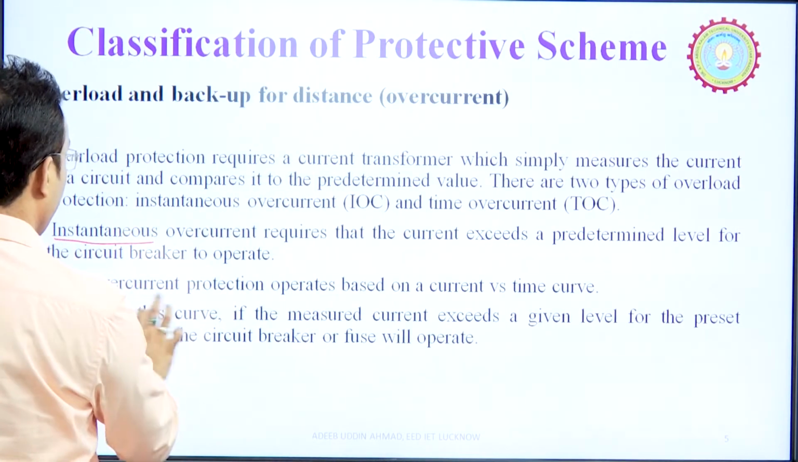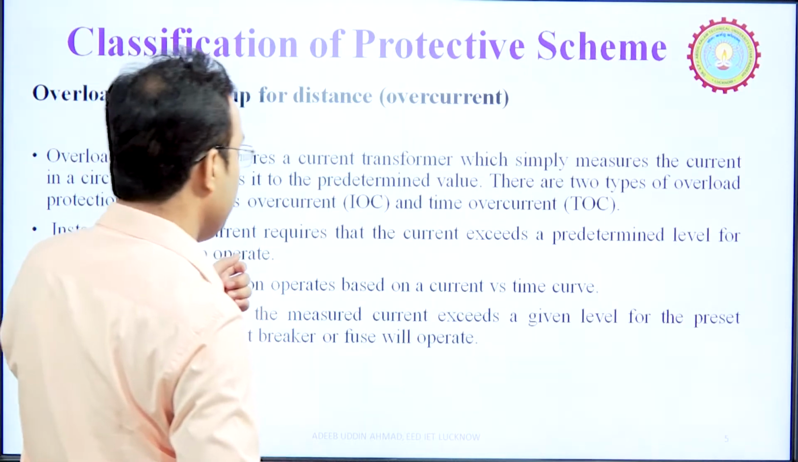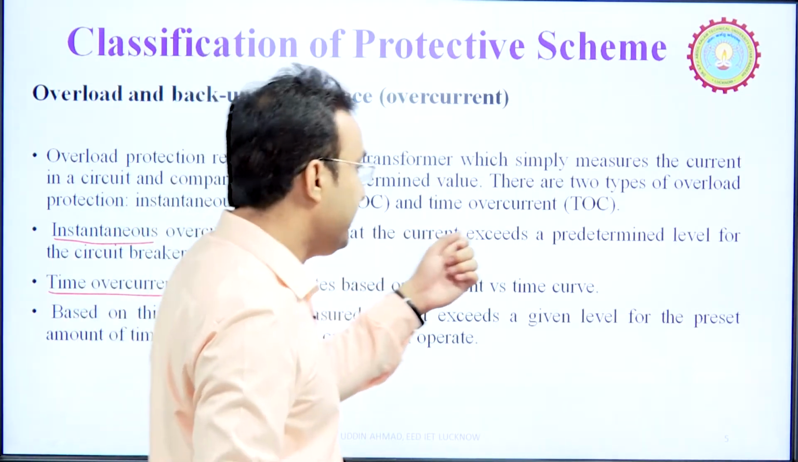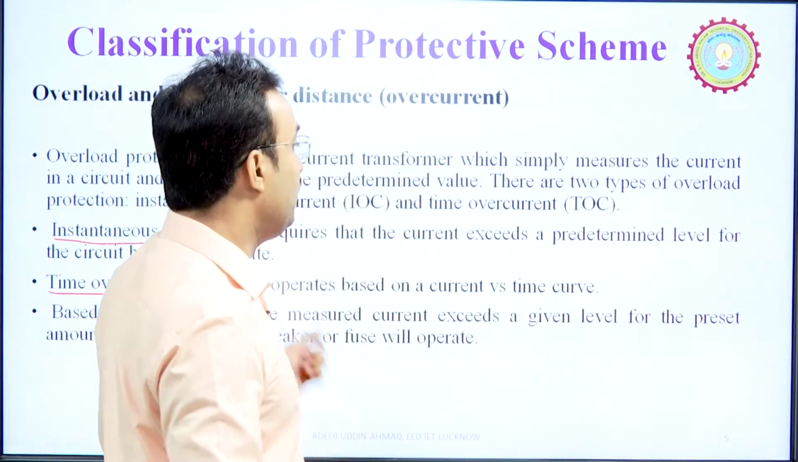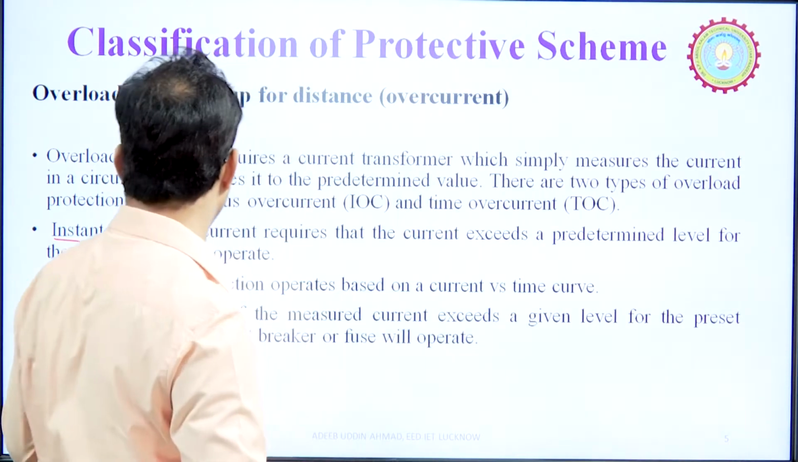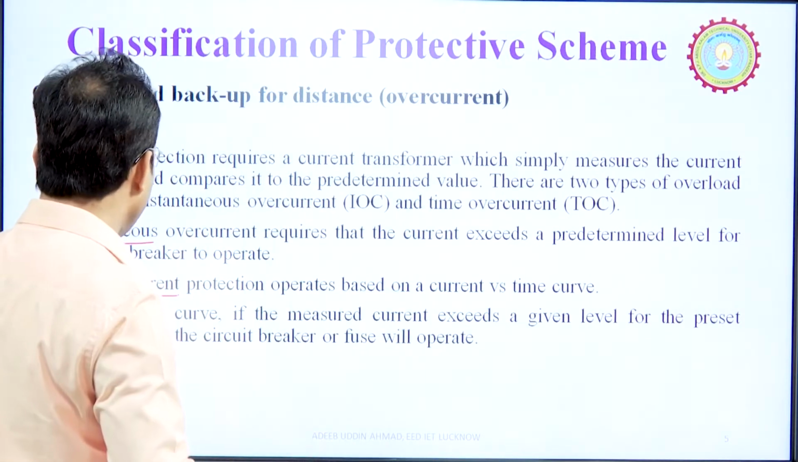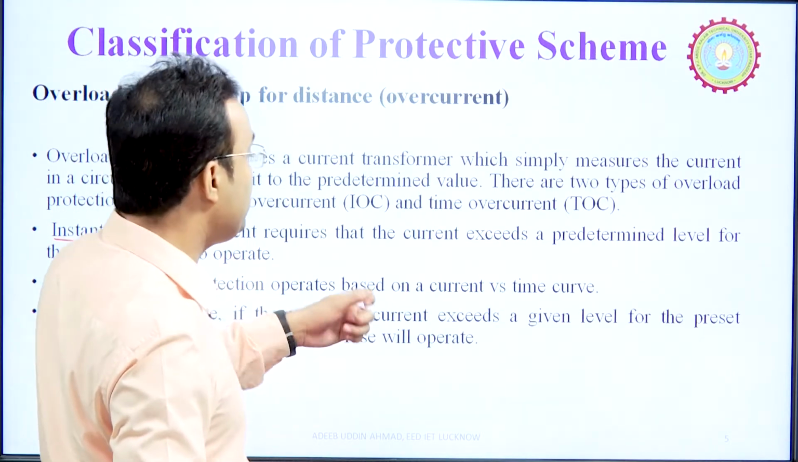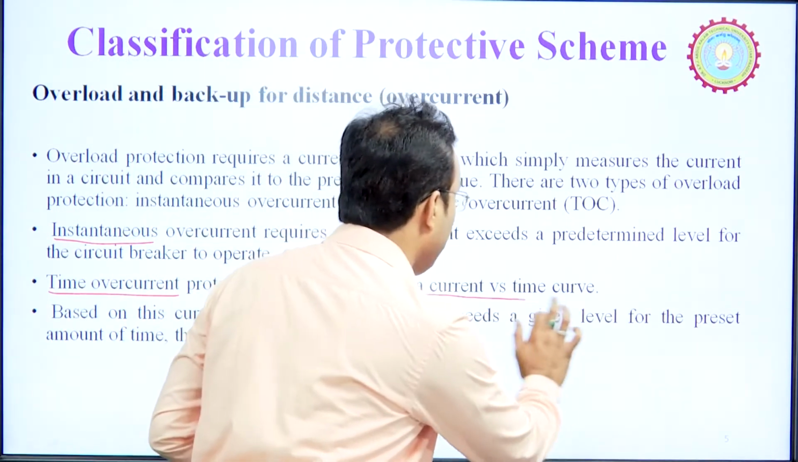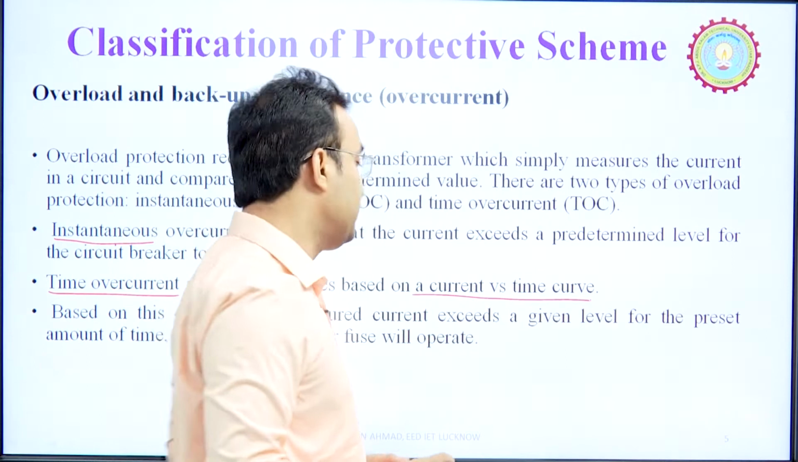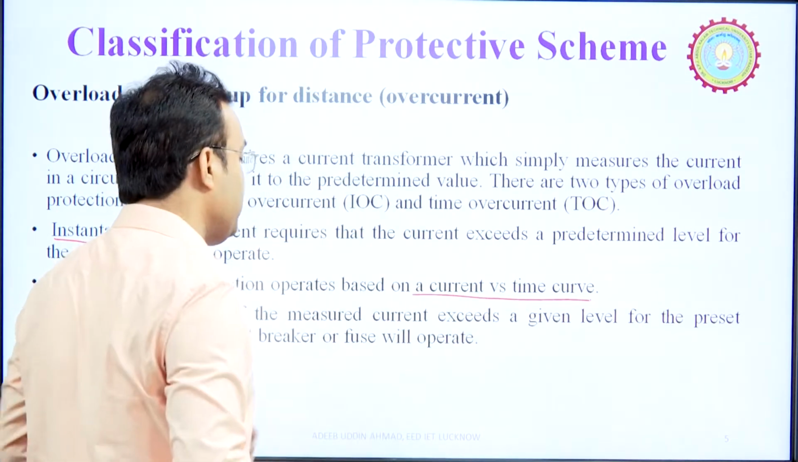and another is time overcurrent. Instantaneous operates when the current exceeds the predetermined level. When the current exceeds the predetermined level, the circuit breaker will operate, and the time overcurrent protection operates based on time versus current curves. We have different types of time versus current curves, and on these curves this protection occurs.